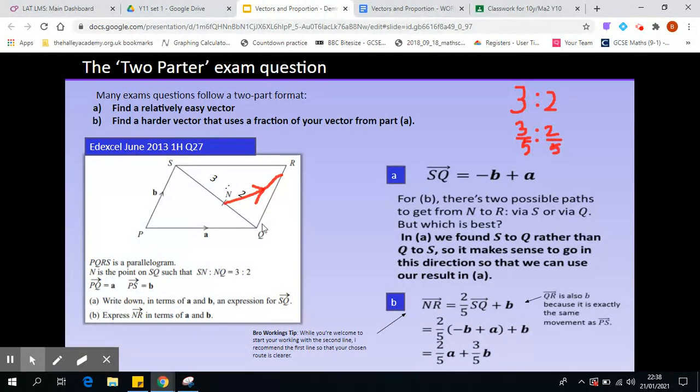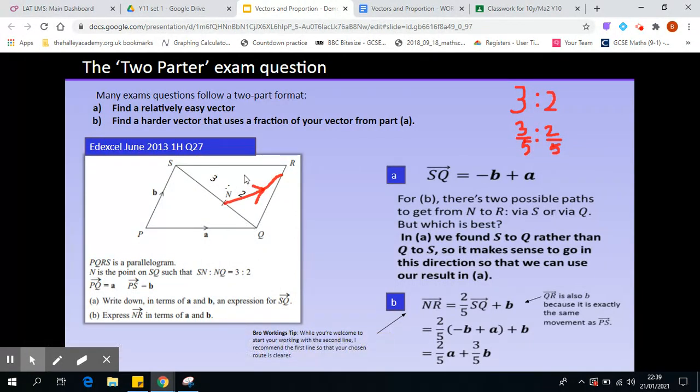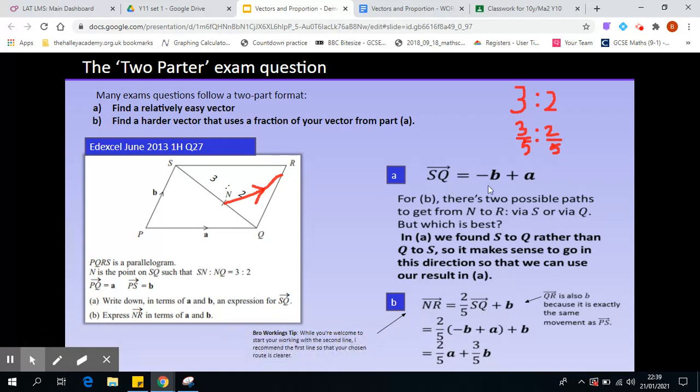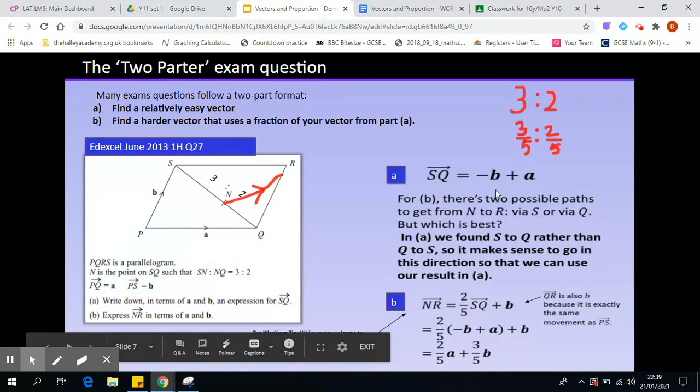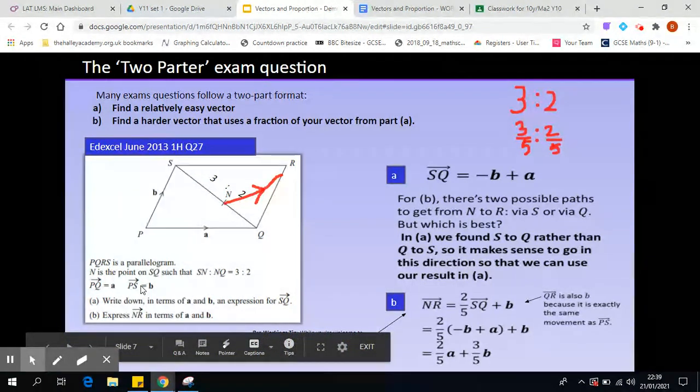We do know Q to R vector is also B, and N to Q would be 2/5 of vector SQ because of the ratio. And substituting the value of SQ, which is minus B plus A, and then simplifying it, we get 2/5 A plus 3/5 B. Using this as a reference, try questions in slide 8 and 9.